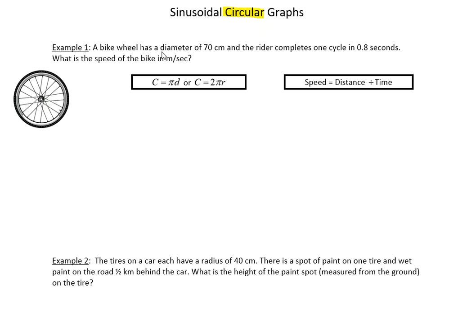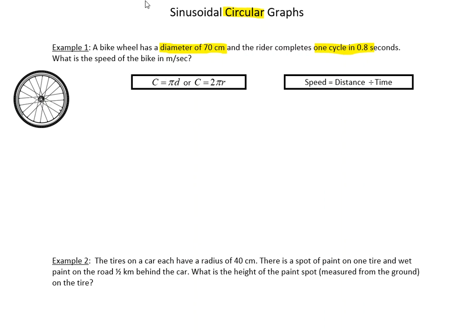Example 1: a bike wheel has a diameter of 70 centimeters and the rider completes one cycle in 0.8 seconds. What is the speed of the bike? Okay, here's our important information. We've got a diameter and we've got one cycle, so we're talking about the period there, 0.8 seconds, and we're looking for the speed of the bike.